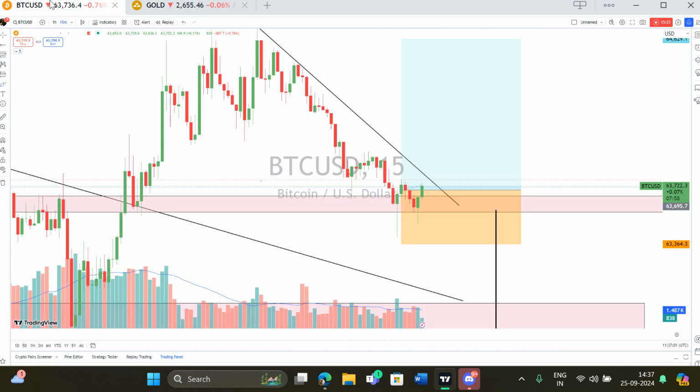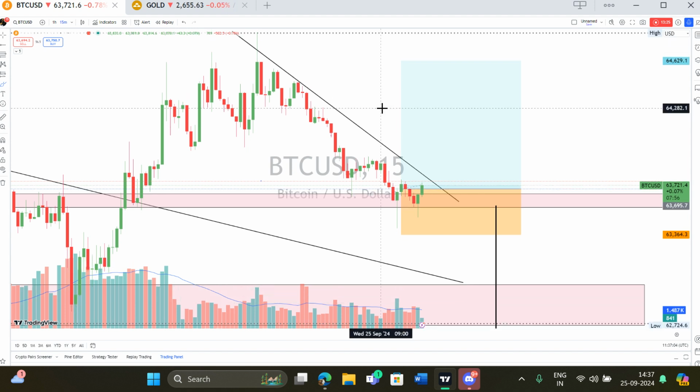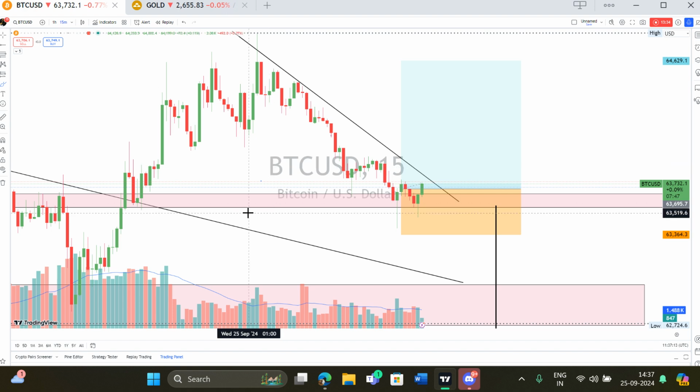And BTC is going very nice. We try to break this one. If it breaks out of this 63,800 level, then we can go up, up, right? So let's see, guys, and see you next video.